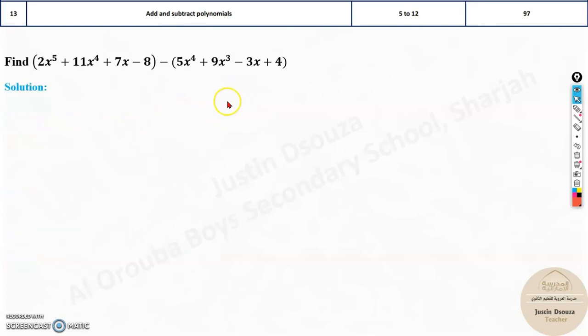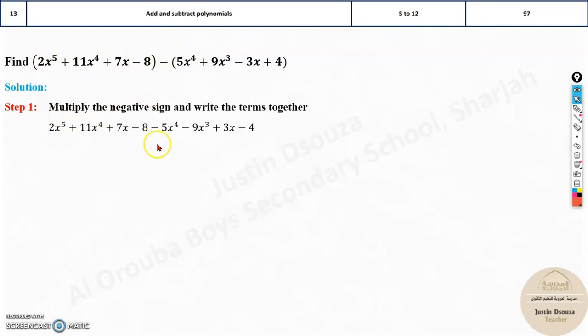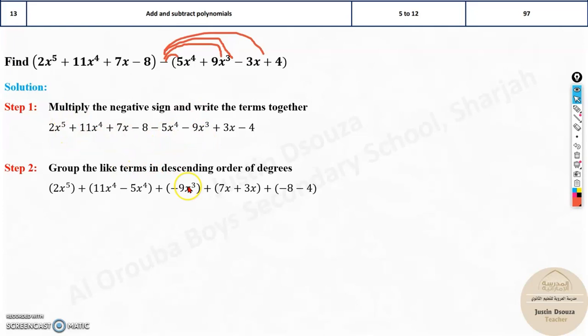Here, you need to make sure that you multiply this minus sign throughout and remove the brackets. So it's going to be these terms as they are, but here this minus sign, distributive property, right? Minus sign is multiplied throughout and all the signs change for the second term. It becomes minus 5x to the power 4 minus 9x cube plus, minus minus will become plus 3x, and lastly we have minus 4.